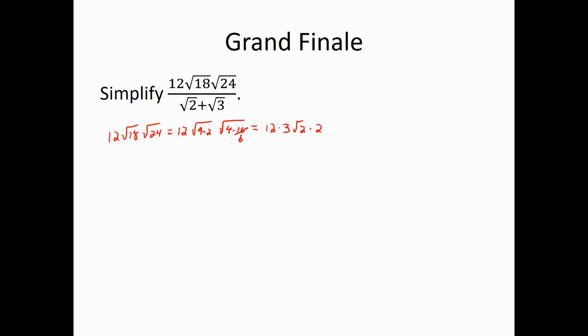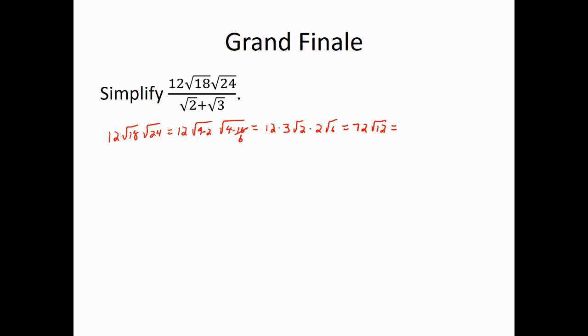So that was 6. So I had a root 4 times a root 6, and root 4 is 2, so I have 2 root 6. And then let's see, what does this become? I have a factor of 12 and 3 and 2. So that becomes 36 times 2, which is 72. Yep, that's right. And then let's see, what else do I have?